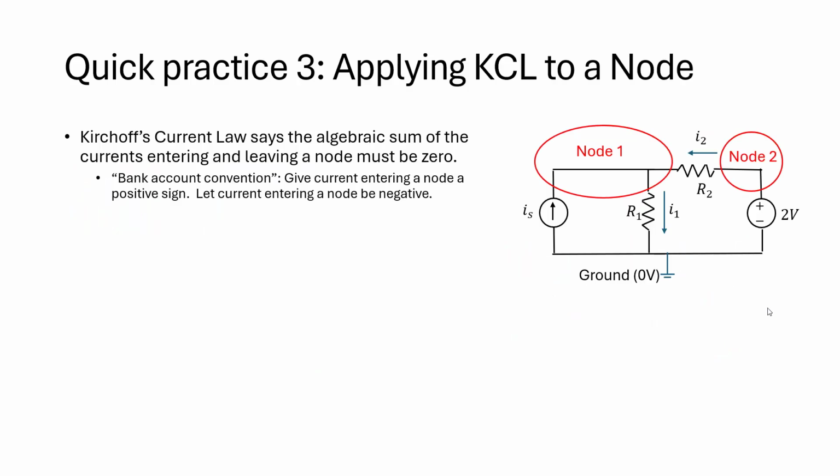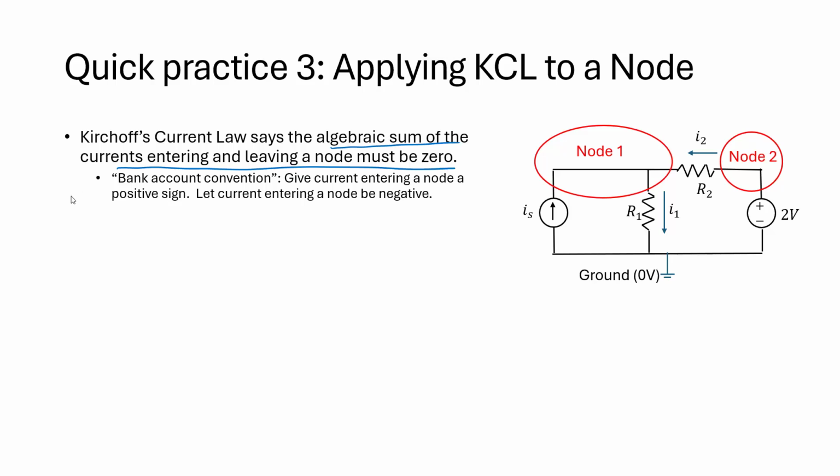All right, let's go ahead and look at one other quick example. So the next step of node analysis, after we've identified the nodes, is to apply Kirchhoff's current law to each node. And you'll remember Kirchhoff's current law says that the algebraic sum of the currents entering and leaving a node must be 0.